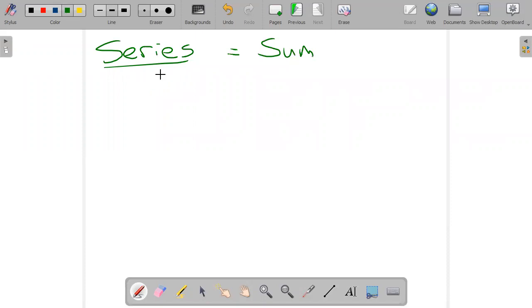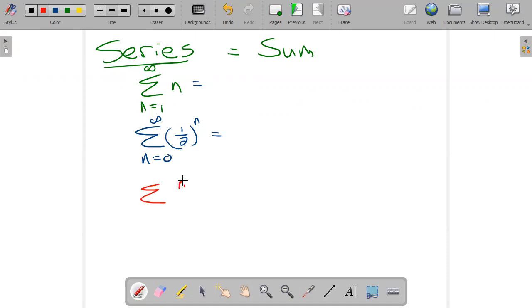Like in the previous examples, I could add up a bunch of n's as n goes from 1 to infinity. I could add up powers of 1/2. There, I might start at 0. I could add up some funky fraction. In this case, n goes from 1 to infinity.